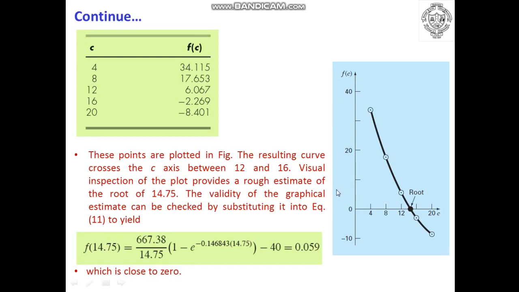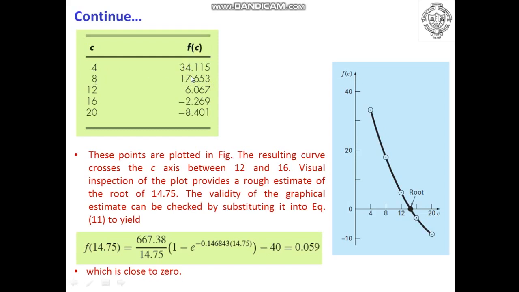34.115. Now let us consider a constant step size for the initial cases of c and consider the next value of c as 8. Again put this value of 8 in the previous equation, and you will get f of c equal to 17.65. Now if you observe the sign of f of c for 4 and 8, it is the same.